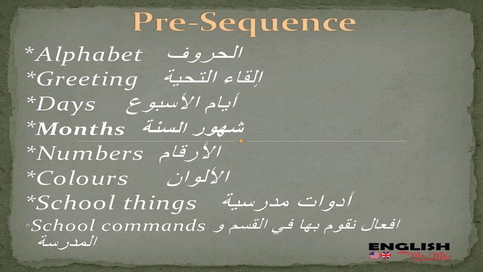The first thing you have to start with is the alphabet. And you should make sure that your pupils know the alphabet from the first letter to the 26th letter. Second, they have to know how to greet each other. And this is highly important because you're going to listen to them greeting each other every morning. They have to know how to write the date, day, month, and they have to know where to put the comma, and they have to know the year.